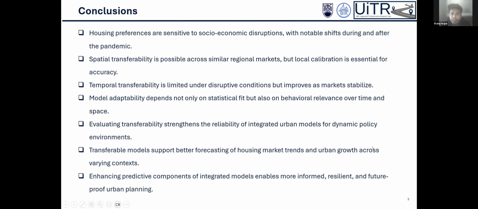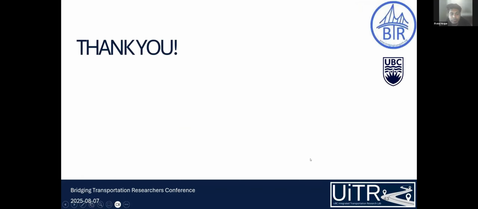Evaluating transferability strengthens the reliability of integrated urban models for dynamic policy-related environments or policy-related tests. Transferable models support better forecasting of housing market trends and urban growth across various contexts. And lastly, enhancing predictive components of integrated urban models enables more informed and resilient urban planning. That's all from me.